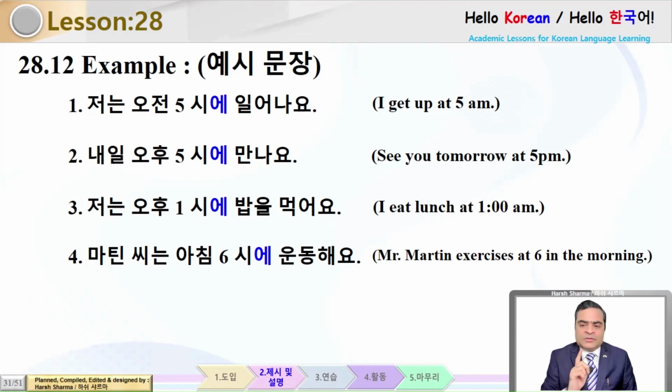Now, let's do the 따라하다, 여러분. You have to repeat after me. All these 4 sentences, let's do the practice. Number 1, 저는 오전 5시에 일어나요.